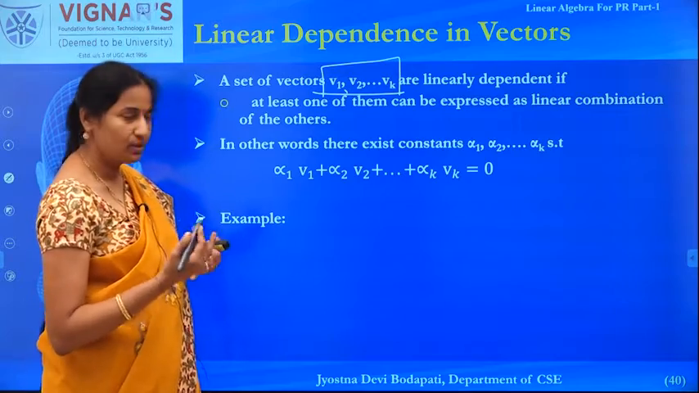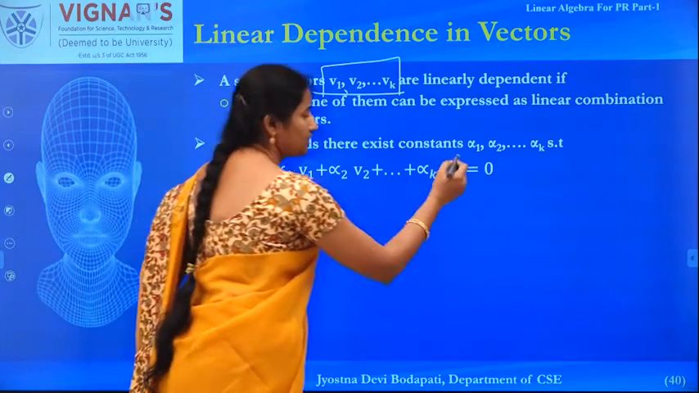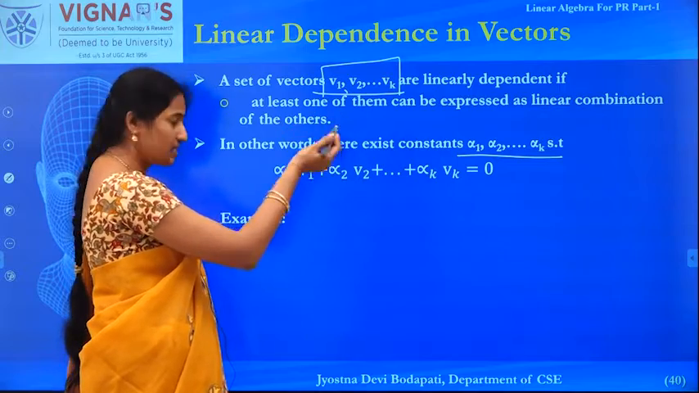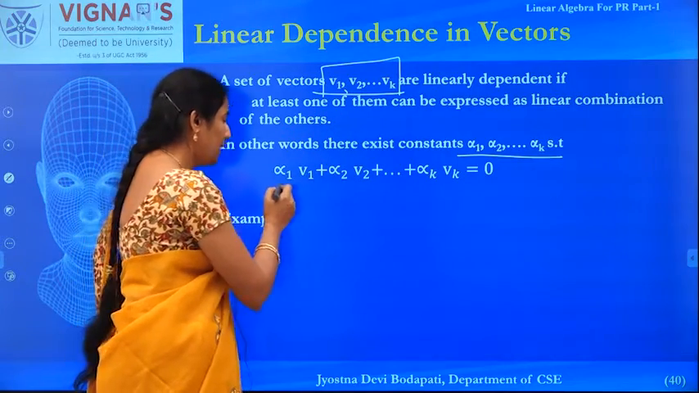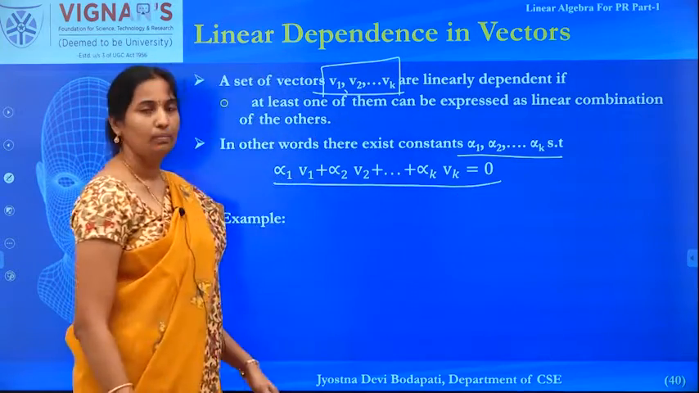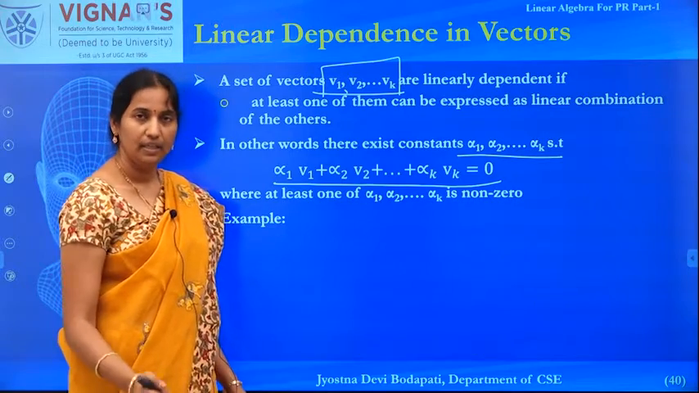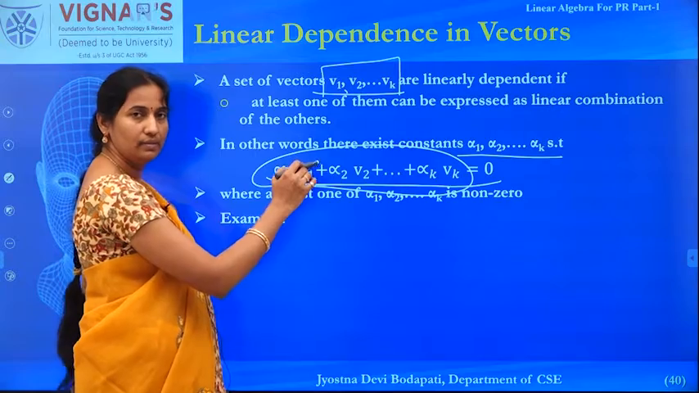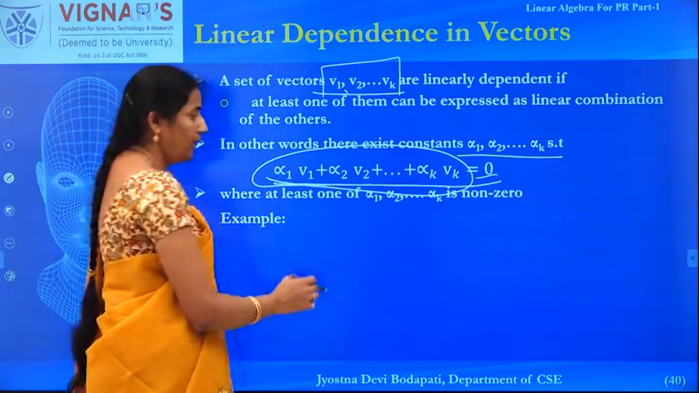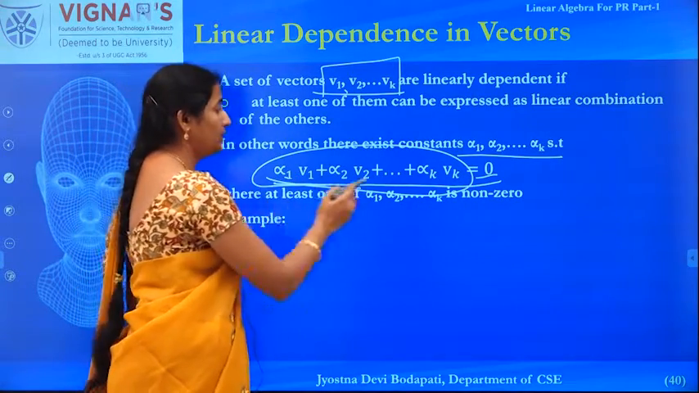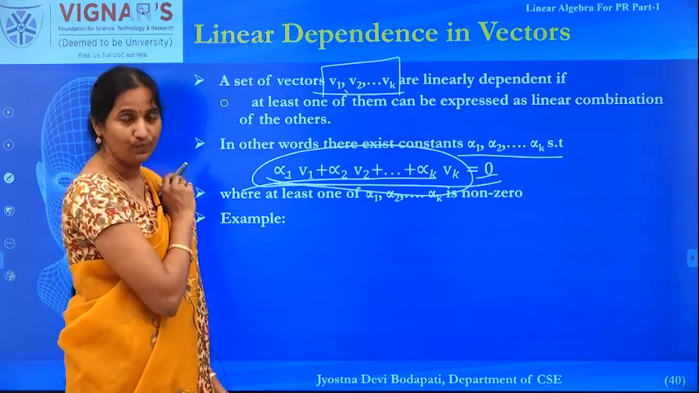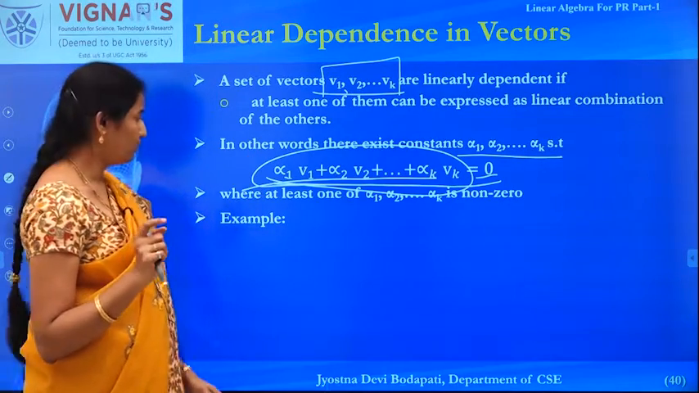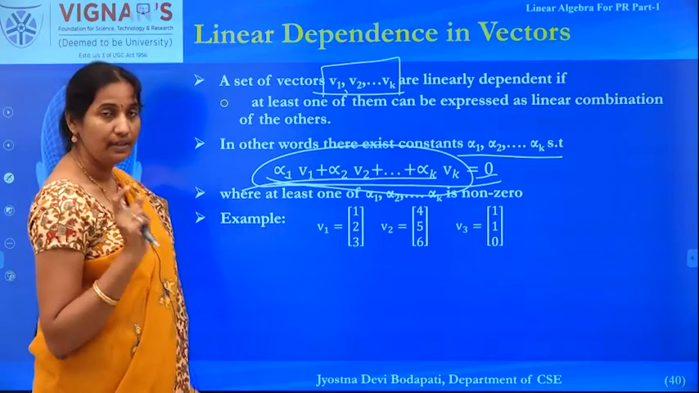Or, in other words, you can say that there exist constants alpha 1 to alpha k such that alpha 1 v1 plus alpha 2 v2 plus, and so on, plus alpha k vk equals 0, where at least one of alpha 1 to alpha k is non-zero. In that case, I can say that the set of vectors v1 to vk are linearly dependent vectors.